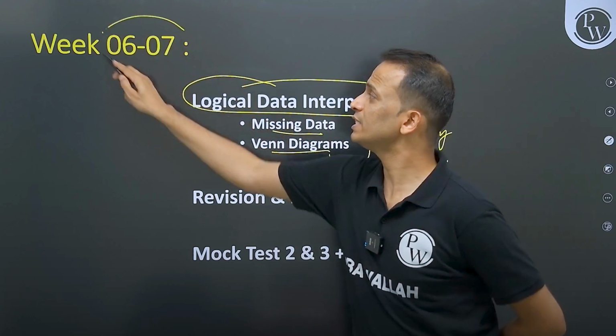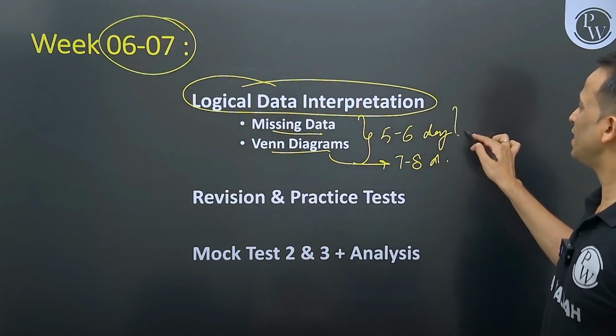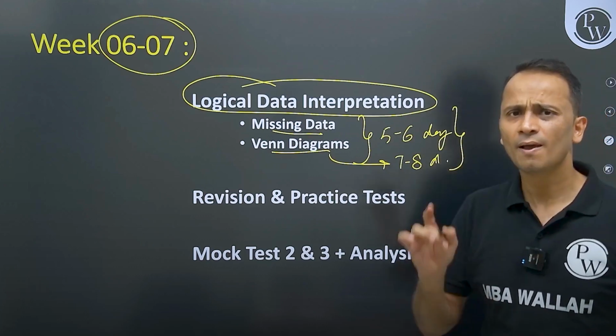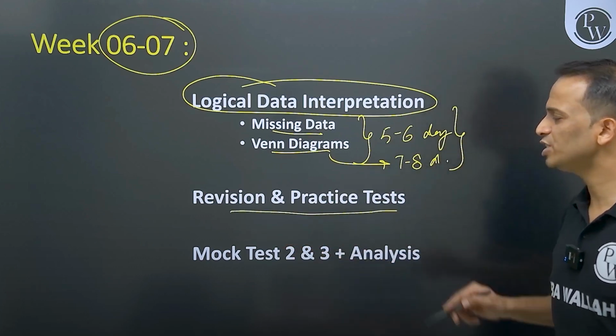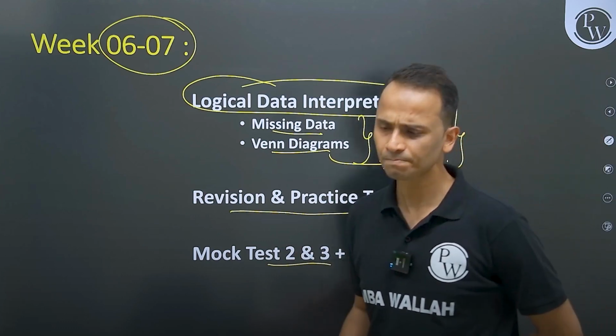So these are 2 weeks combined, week 6 and week 7. So you have 14 days. You can spend an entire 1 week on these basics. Meanwhile, you can continue with your revision and practice and write mock test 2 and mock test 3.